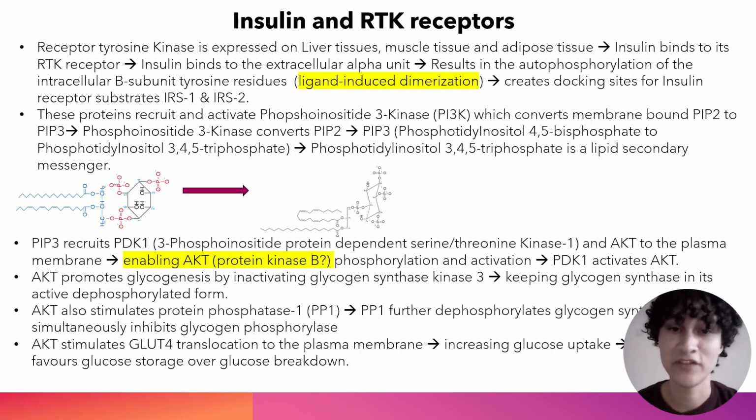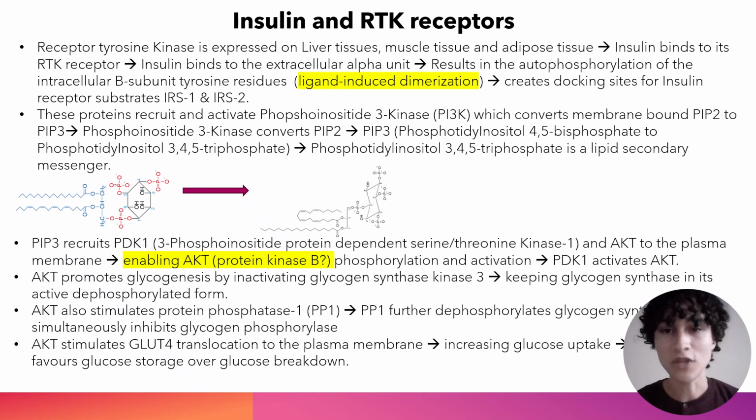Now, as I said before, insulin will bind to the extracellular alpha unit of the RTK receptor, and this results in the dimerization of the RTK receptors, okay, and you get autophosphorylation of those intracellular beta tyrosine residues, and this is referred to as ligand-induced dimerization. And this phosphorylation will create docking sites for particular protein constituents that will initiate a signal transduction cascade.